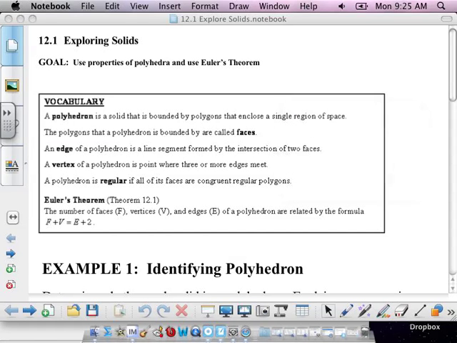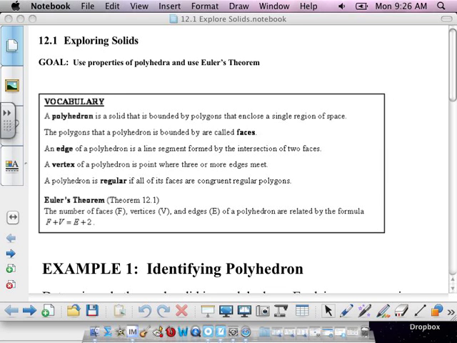All right, ladies and gentlemen, we're going to look at 12.1, exploring solids. First, we're going to talk about polyhedrons. It is a solid bounded by polygons that encloses a single region of space. But we're also, in this chapter, going to talk about other solids that are not polyhedrons. But first, we're going to look at what the definition of polyhedrons is.